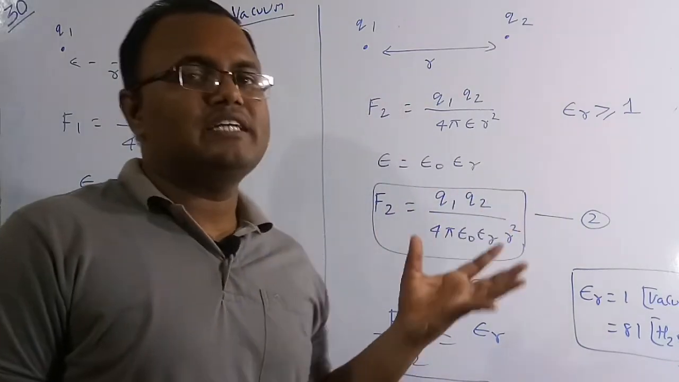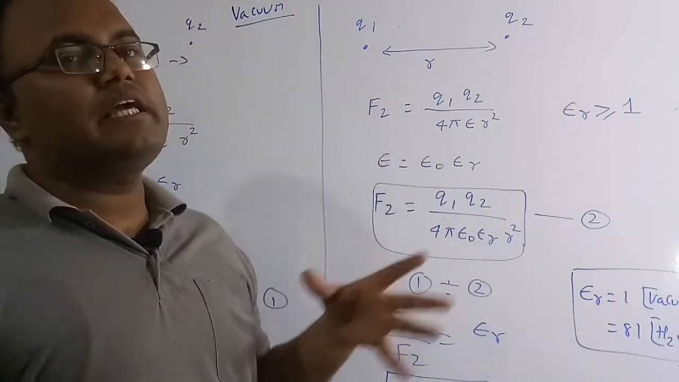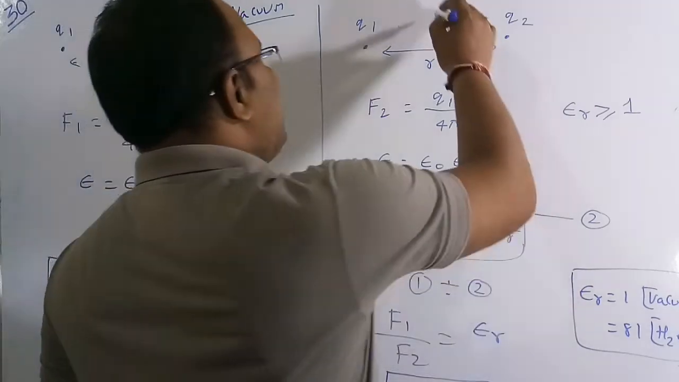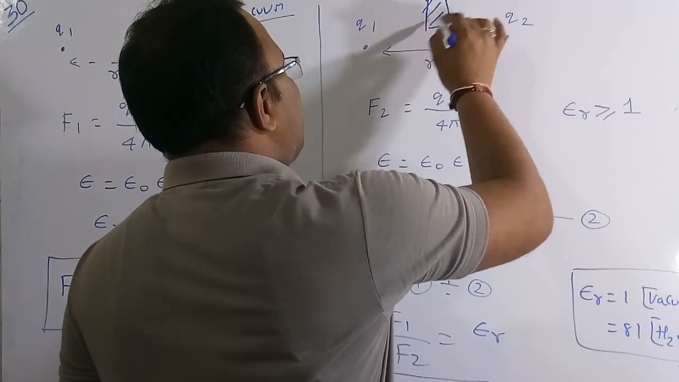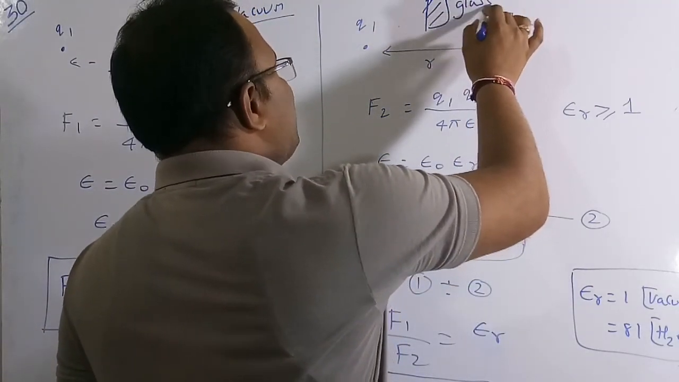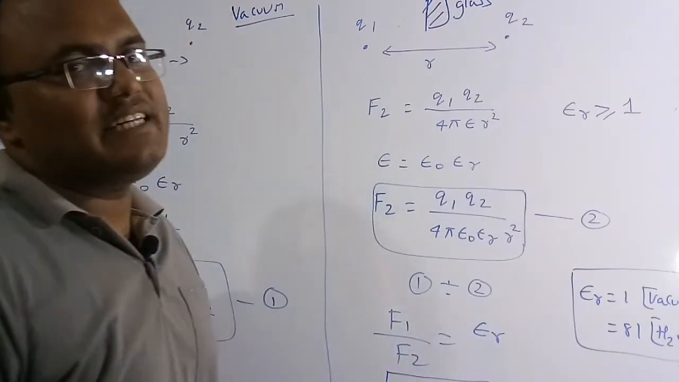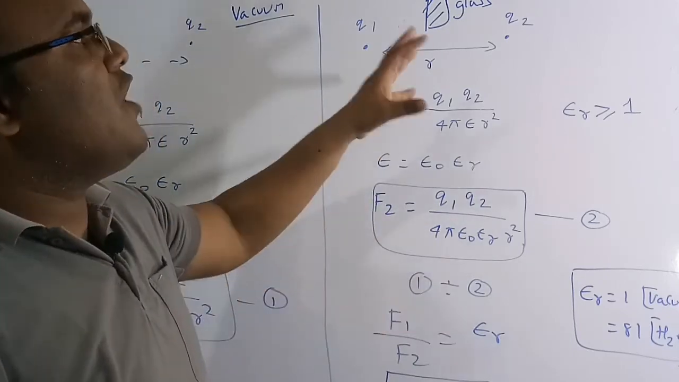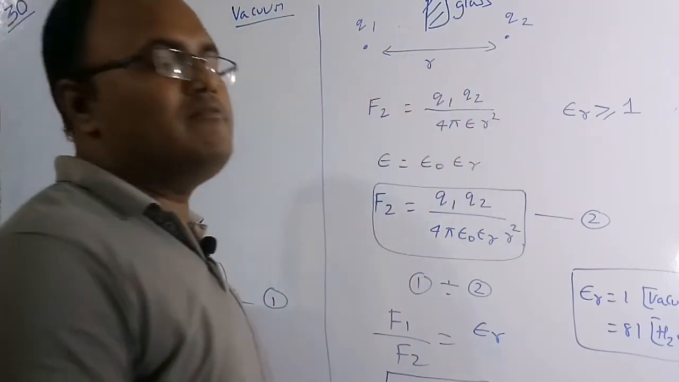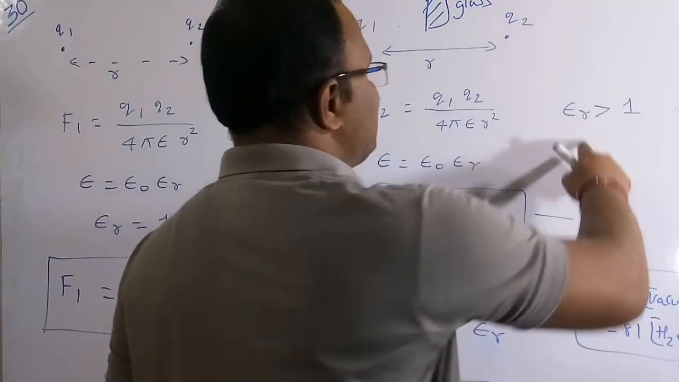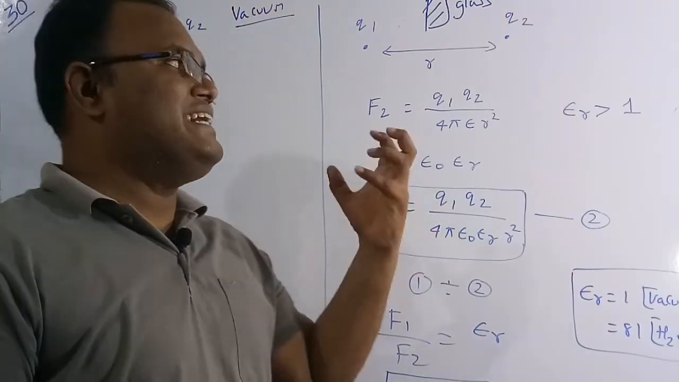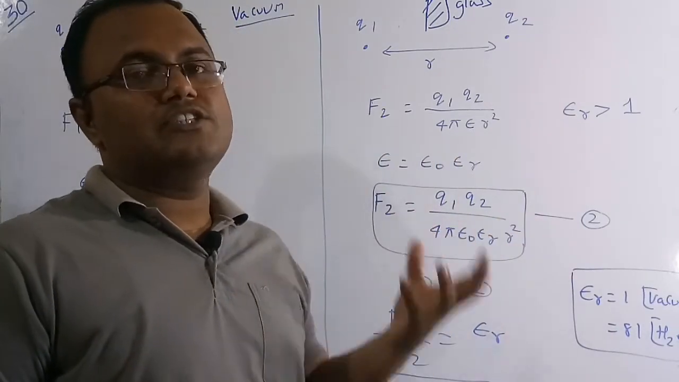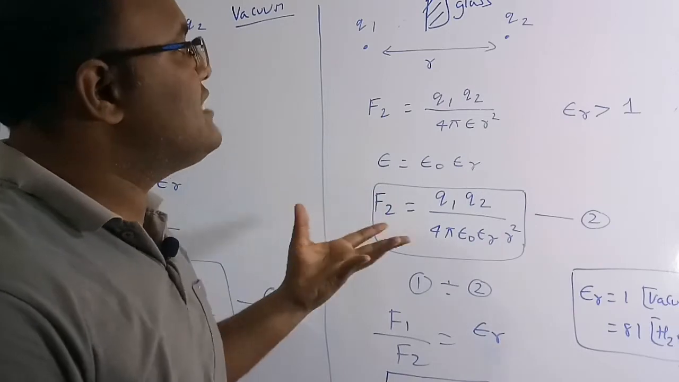Suppose between these two charges I am going to keep a medium, that medium is glass. Glass has some dielectric constant, which is also called the relative permittivity. For glass, the epsilon r value will always be greater than 1. Therefore, for glass, the relative permittivity or the dielectric constant is always greater than 1.